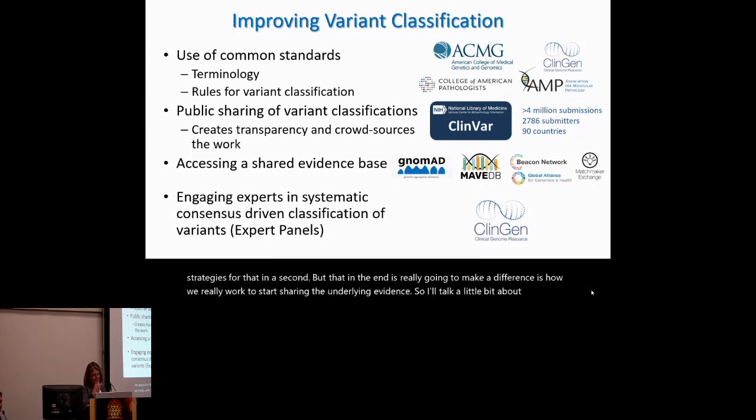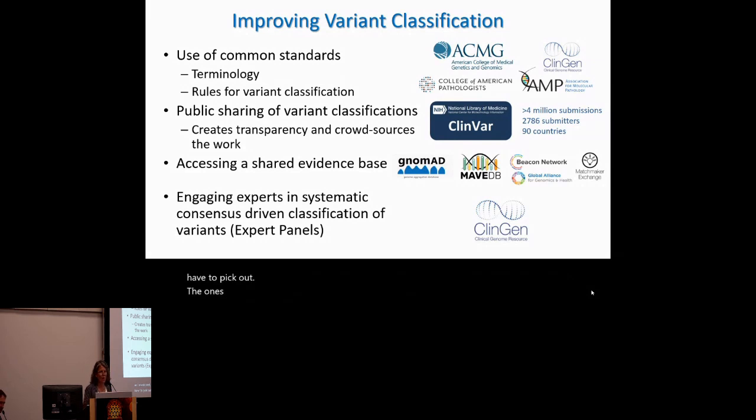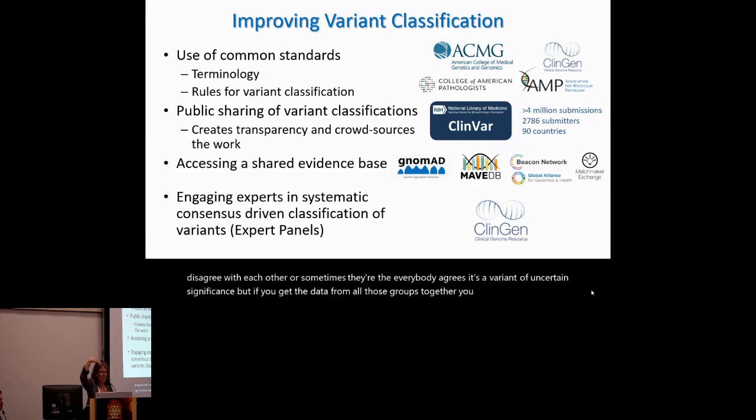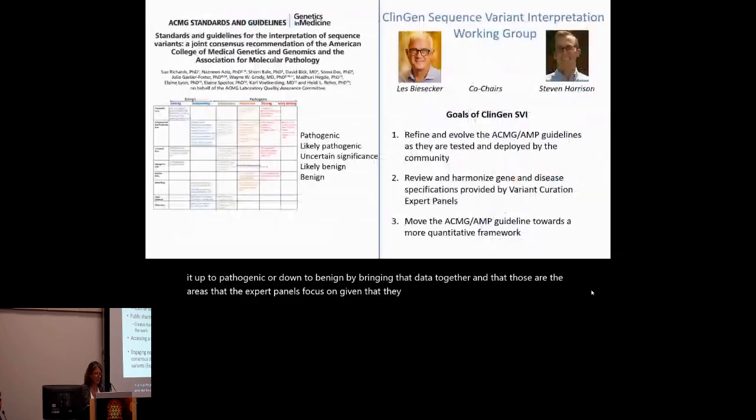And then lastly, as I mentioned, engaging experts in this systematic, consensus-driven curation. But as I mentioned, it's only going to be a small fraction of variants that we can do that for, so we have to pick out the ones most worthwhile. And so those are the conflicting ones in ClinVar where groups disagree with each other, or sometimes everybody agrees it's a variant of uncertain significance. But if you get the data from all those groups together, you can sometimes push it up to pathogenic or down to benign by bringing that data together. And those are the areas that the expert panels focus on, given that they can't curate everything.